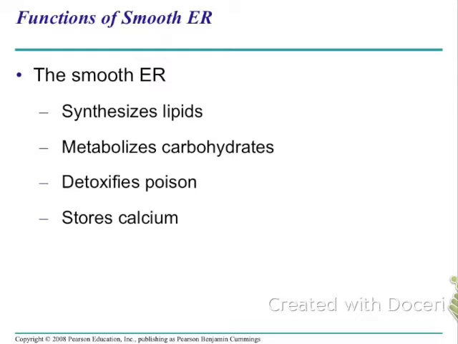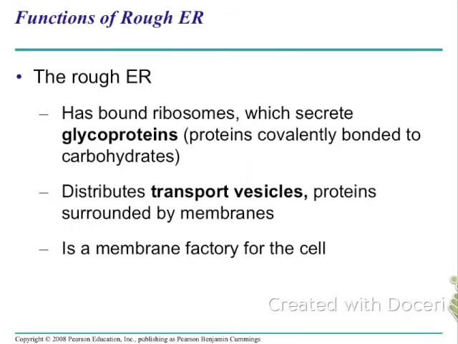And then you'll also find that it stores calcium, and calcium is important in the firing of neurons and the neuromuscular junctions and the contraction of muscles. So calcium is a very important ion in cellular function. Now the rough ER, it's rough once again because there are ribosomes attached to the outside, and its job is that it helps secrete glycoproteins, which are proteins bonded to carbohydrates.